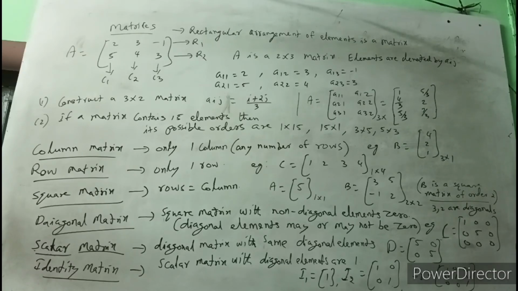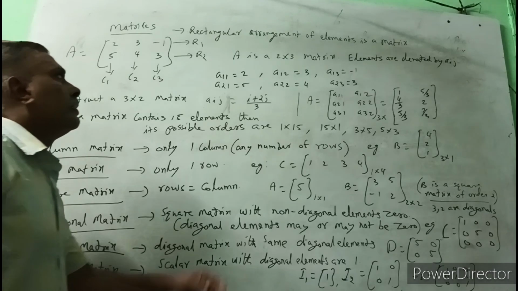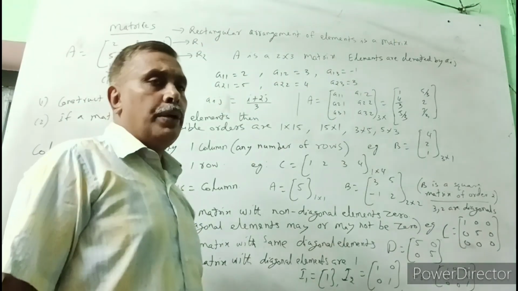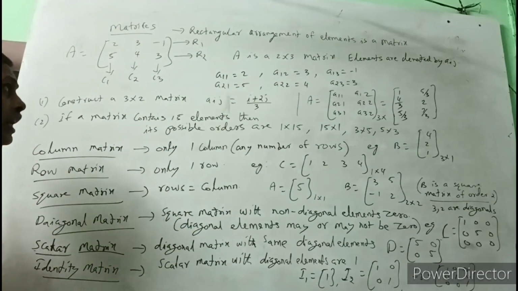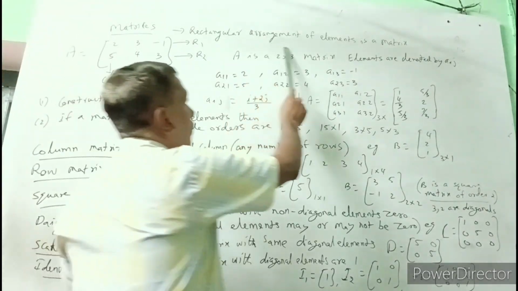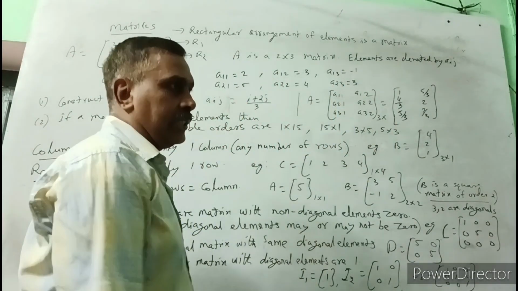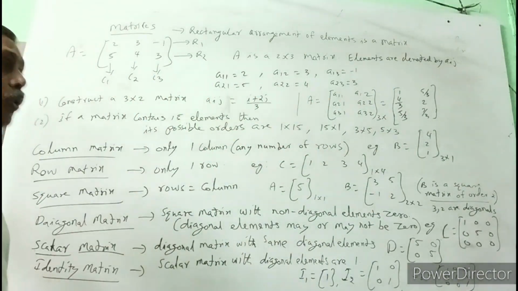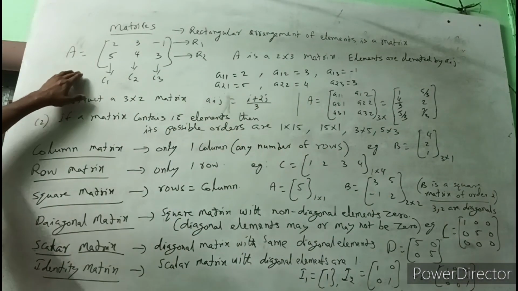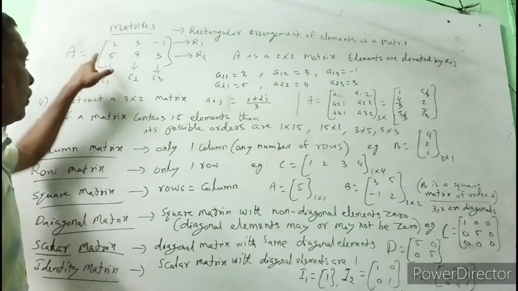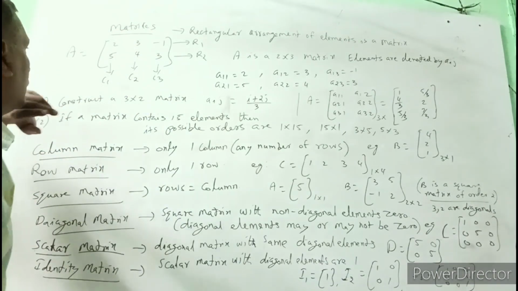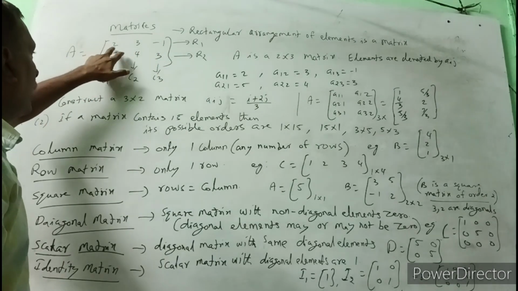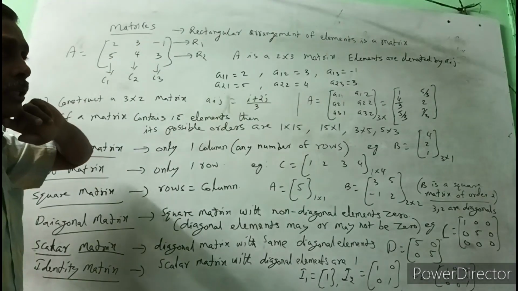So let us see what is matrices. A matrix is defined as a rectangular arrangement of elements or numbers. Matrix is singular and matrices is the plural. Example, A is equal to, you see we are denoting it inside square brackets. No comma is in between, only numbers must be separated with spaces.